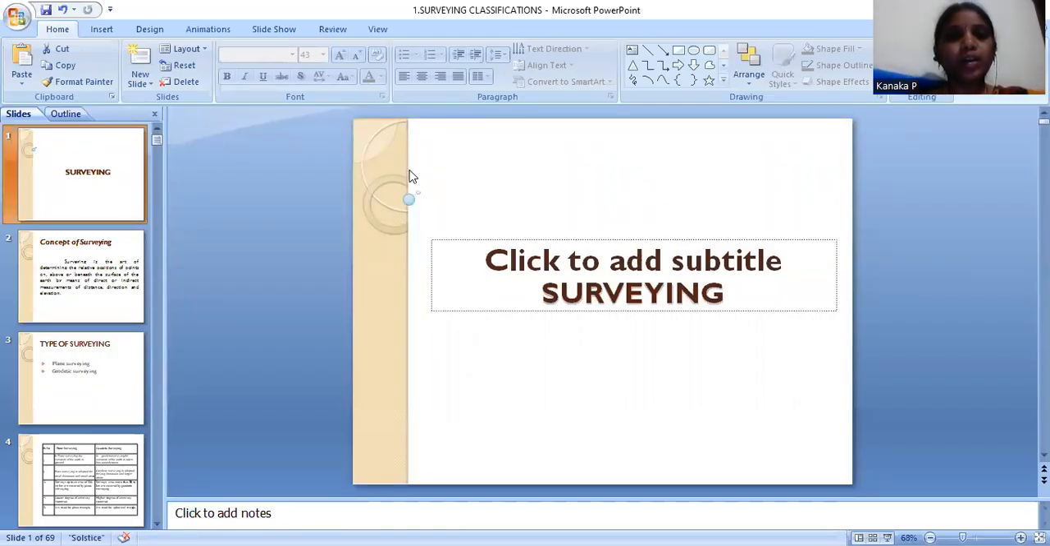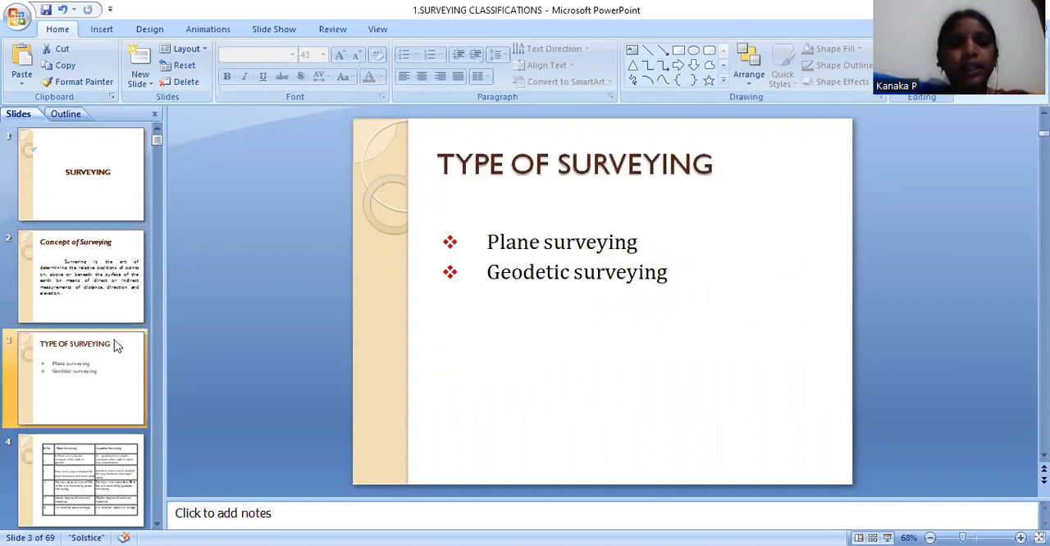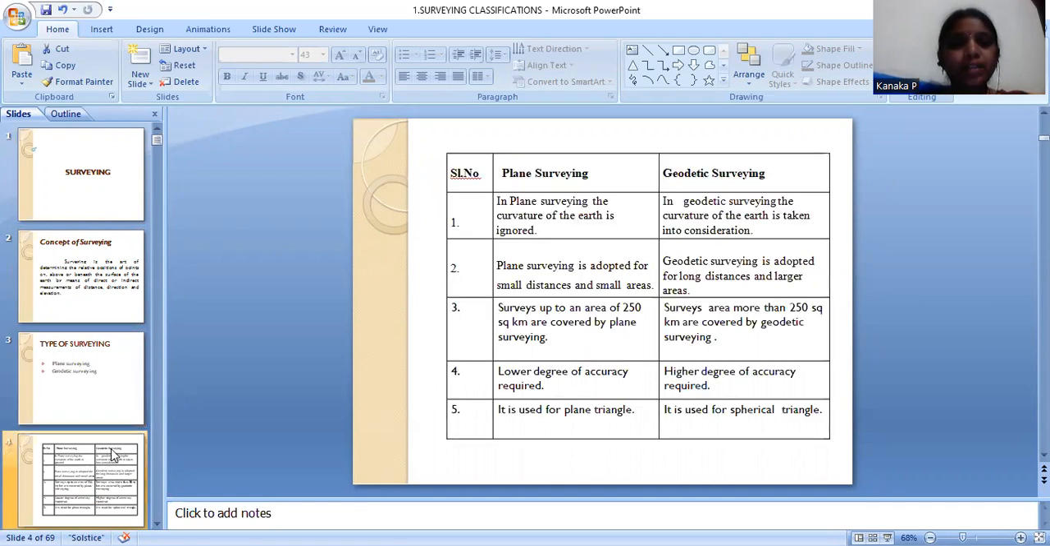Good morning to all. We are going to see about the topic of surveying. Surveying is the art of determining the relative position of points on the earth by means of direct or indirect measurements of distance, direction, and elevations. There are two types of surveying: plane surveying and geodetic surveying. Plane surveying considers the surface of the earth as a plane surface, and geodetic surveying considers the earth's curvature.